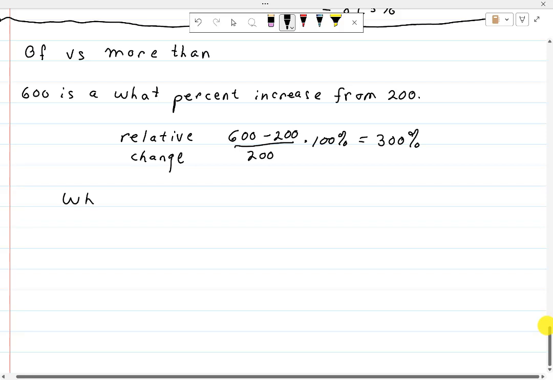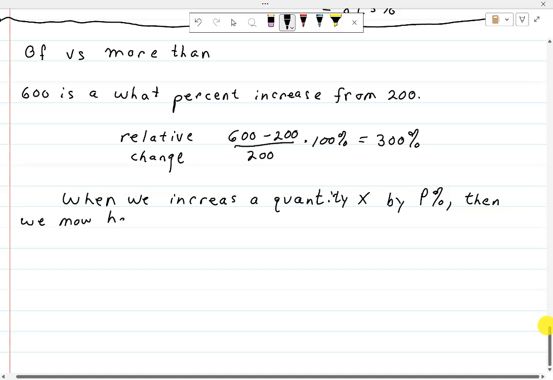When we increase, suppose we increase a quantity X by P%, then we now have 100 plus P% of X. And that of means multiplication.